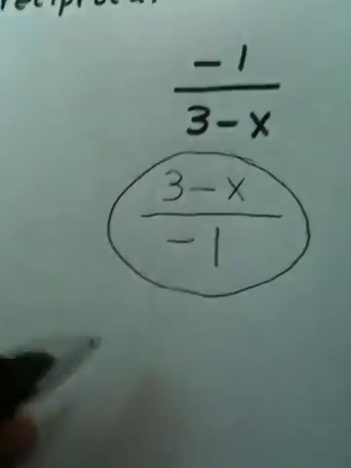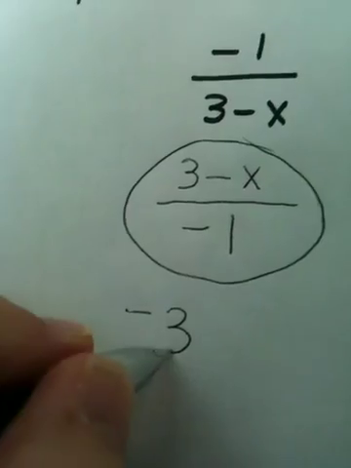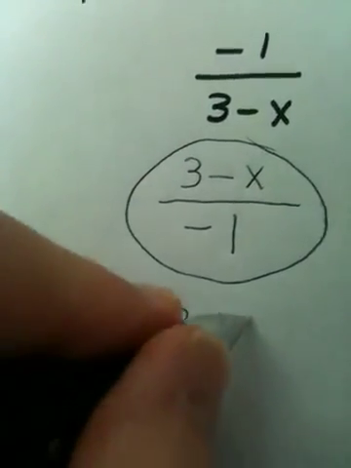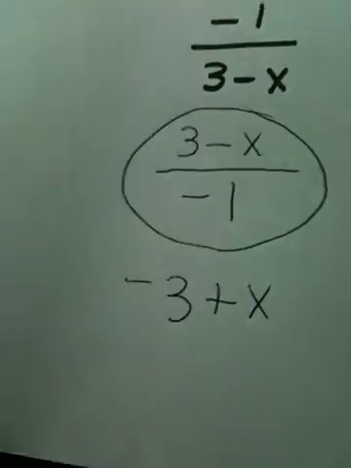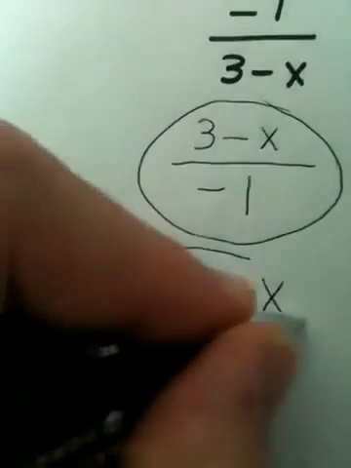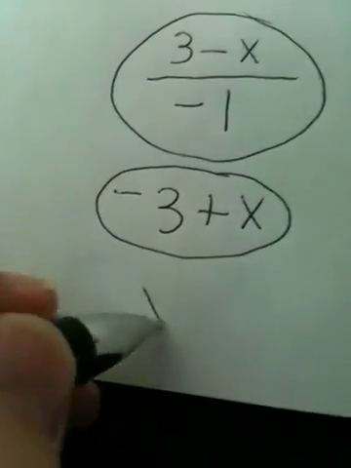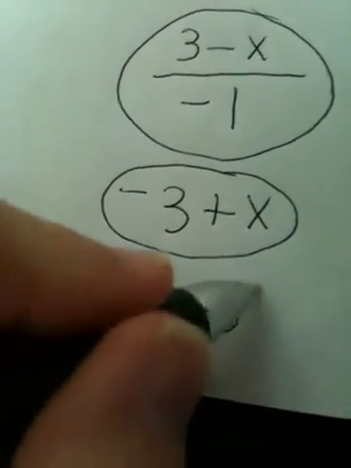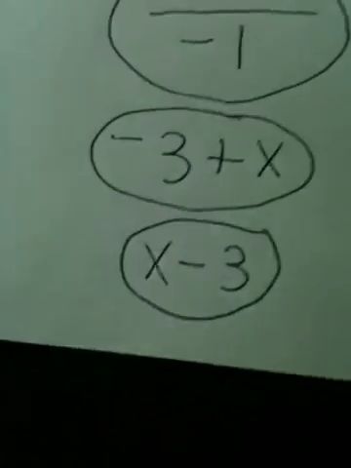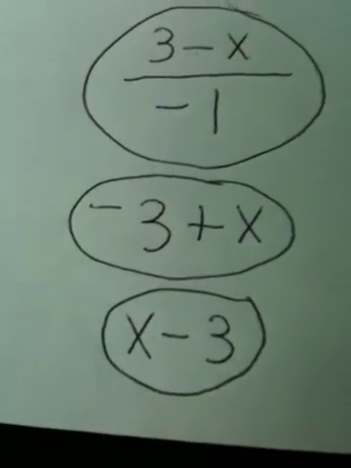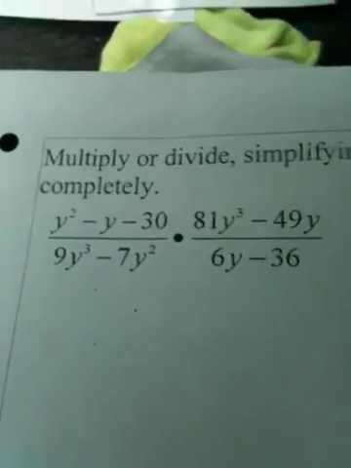So let's finish this up a little bit. 3 divided by -1 is a -3. The opposite of x divided by -1 is a plus x. Okay? And there's a better way to write the answer. And the best of all would be to write it as x minus 3. So that would be my final answer to this problem. X minus 3.